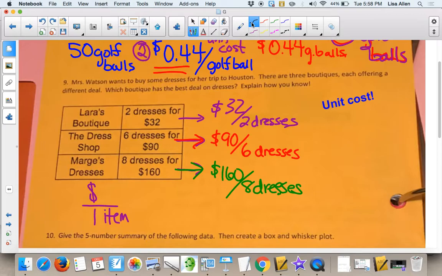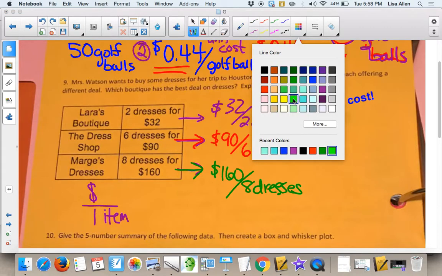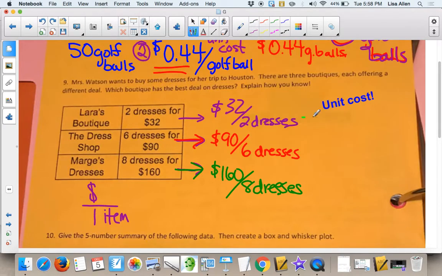All right, so let's get a good color that we can see. Let's go lime green on our answers here. So for the first one, it turns out we get, for Laura's, we get $16 per dress. That seems pretty reasonable. And for the dress shop, when we divide 90 by 6, that's $15 per dress. And then if we divide 160 by 8, it looks like we get $20 per dress.